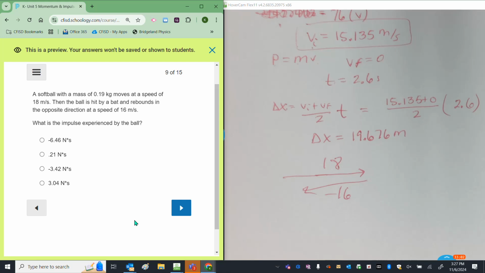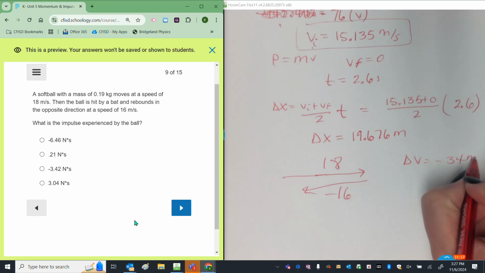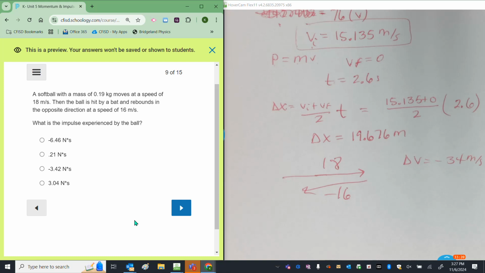So my change in velocity is going to be -16 minus 18. Again, it's not going to be 2. It's going to be -16 minus 18, which is -34. That's your change in velocity. Again, if you missed it, this is probably why. I don't know if you missed it or not. We'll figure it out. What's the impulse?